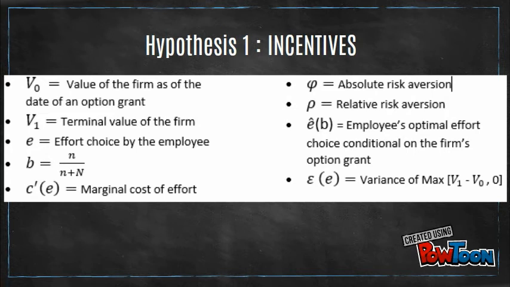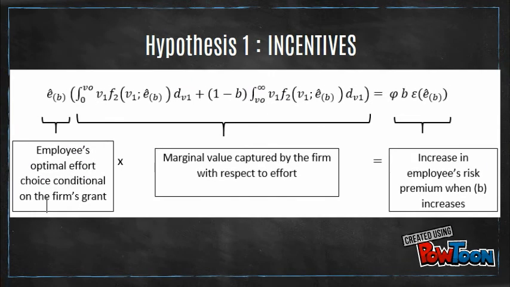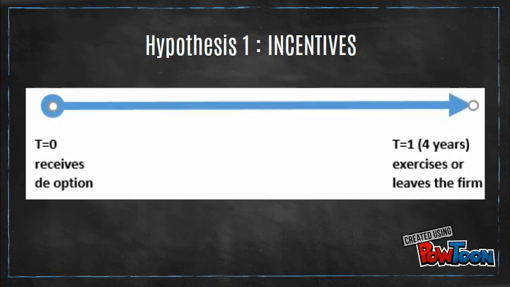And epsilon is the variance of the maximum between 0 and the difference in future value and present value of the firm. The optimal option grant satisfies the following equation, which basically says that the marginal optimal effort times the value captured by the firm equals the risk premium. In other words, the firm's marginal benefit of issuing options to employees must equal the marginal cost. Now, we need some assumptions. We assume that the employee received an option in year 1 and either exercises or leaves the firm at the end of year 4.